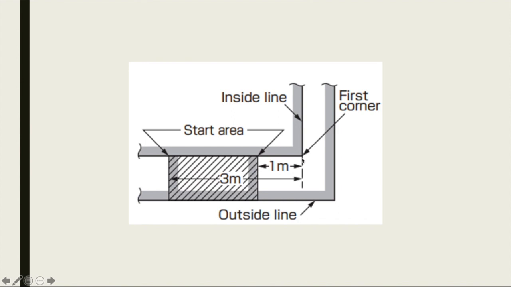It says that the 2 points are 1 metre, you can see 1 metre here, and 3 metres away from the first corner. So we are 1 metre away from the first corner, remembering that the first corner is the inside line, not the outside line, and 3 metres across. Therefore, this start area box has a width of 2 metres. So it is 2 metres across in this direction.